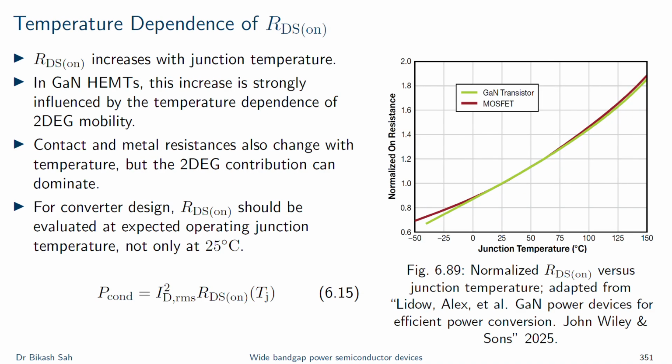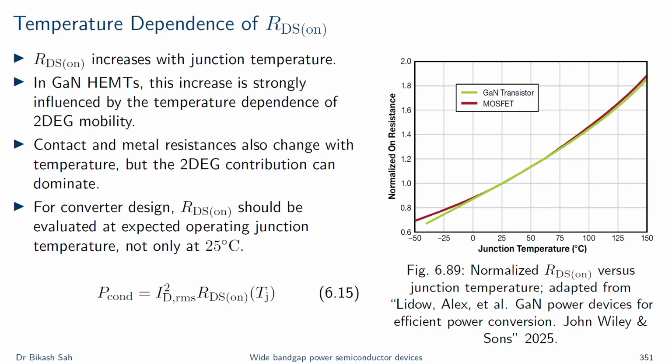Again, we now need to look into the temperature dependence as well, right? RDS(on) increases with junction temperature, which you can see from this plot itself. In GaN HEMT, a major reason is the reduction in the 2DEG mobility with temperature. As the lattice vibration increases, carrier scattering increases and mobility decreases. Contact and metal resistance also vary with temperature, but the 2DEG contribution can dominate. This is what you see in the equation here.